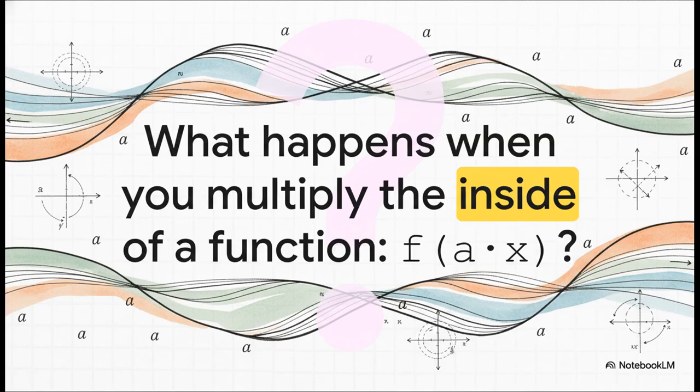And to leave you with one final thought to chew on, we've spent this entire time multiplying on the outside of the function, that a in a times f of x. And that clearly affects the graph's height, its vertical dimension. So, what do you think happens when we move that a to the inside of the function and we look at f of a times x? What does that transform? Think about it, and we'll see you next time.